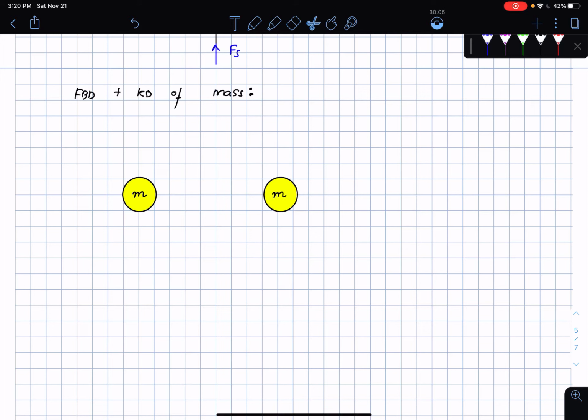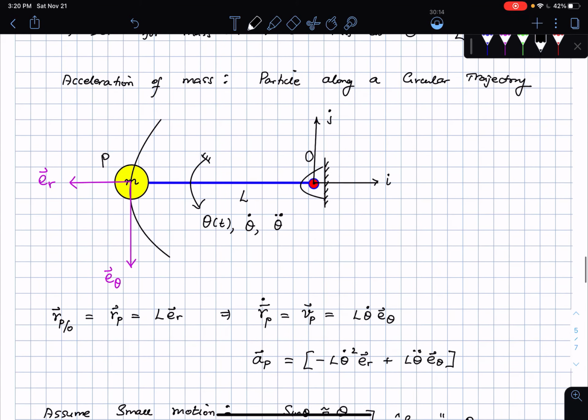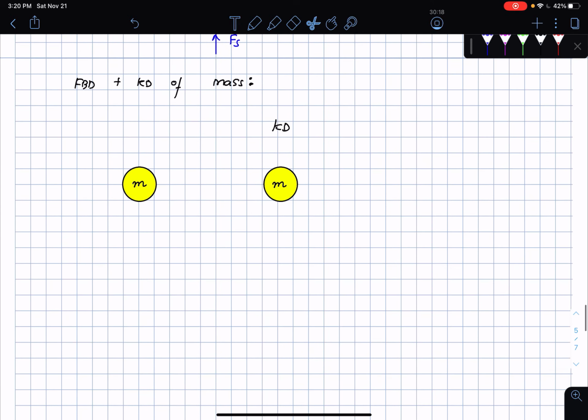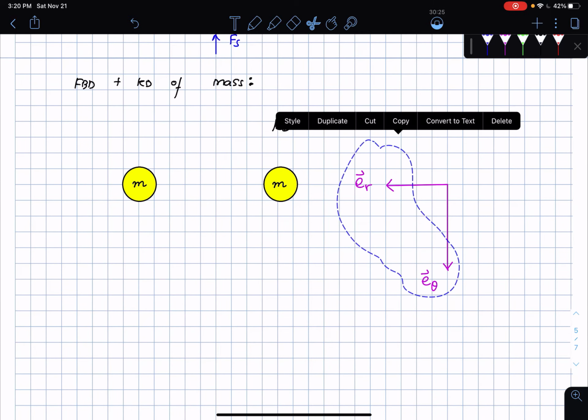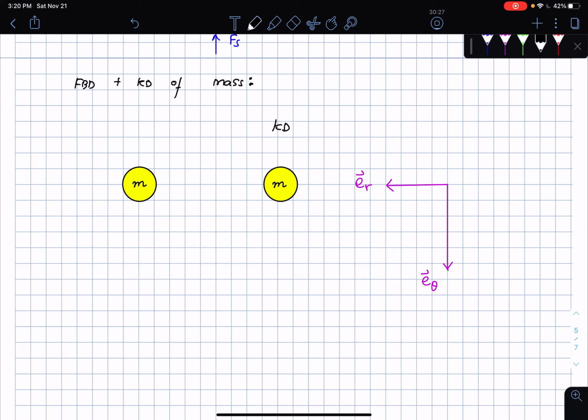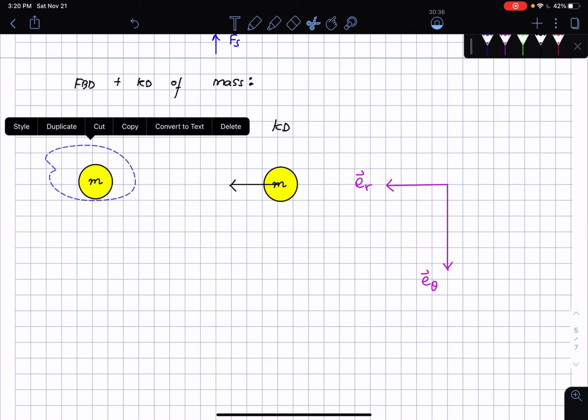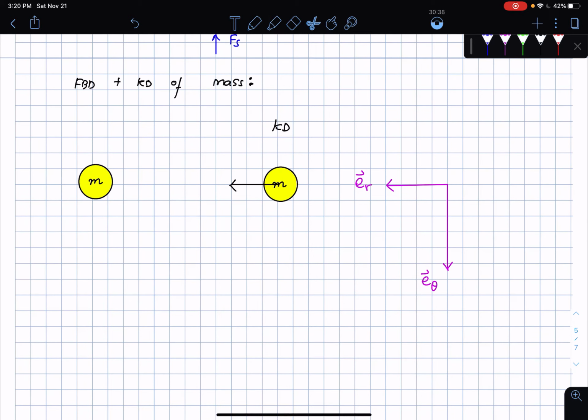Here is the mass m. The first thing I'm going to draw is the kinetic diagram. I have my e_r and e_theta direction, so I'm just going to grab them from here, and maybe shift my drawings a little more. So this is the e_r and the e_theta direction. Then I'm going to have a certain value here. Let's bring this down here. This is going to be m times a_r, and then this is going to be m times a_theta.